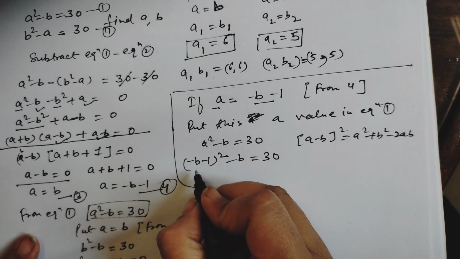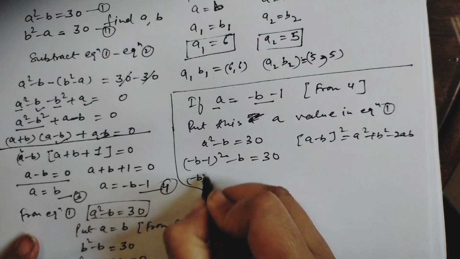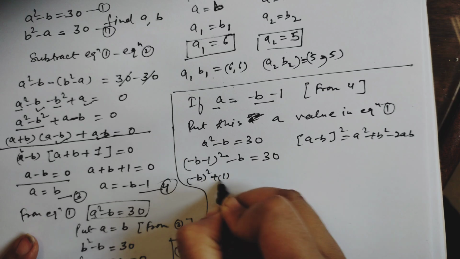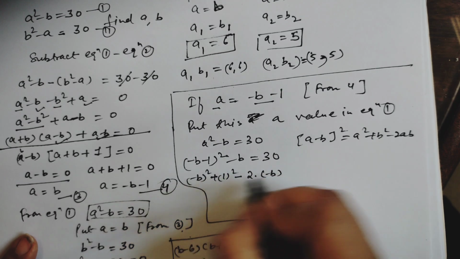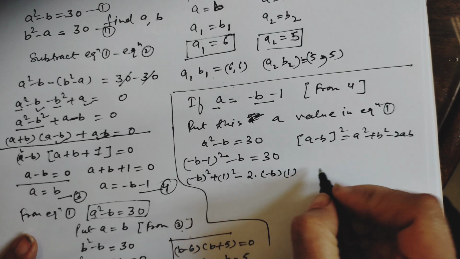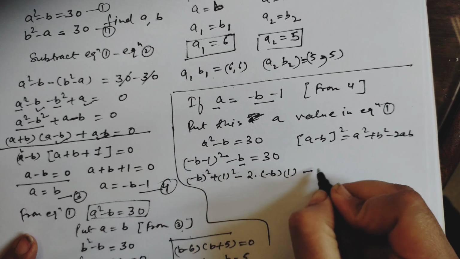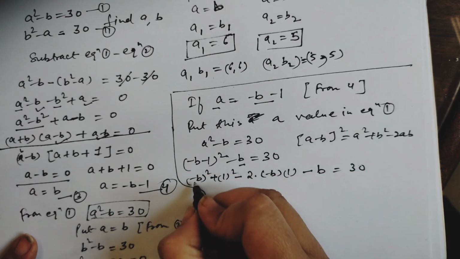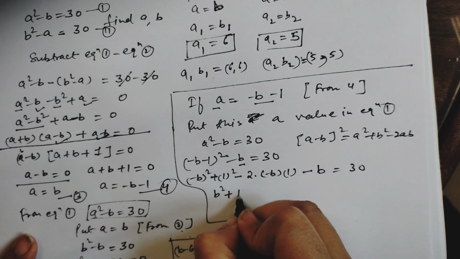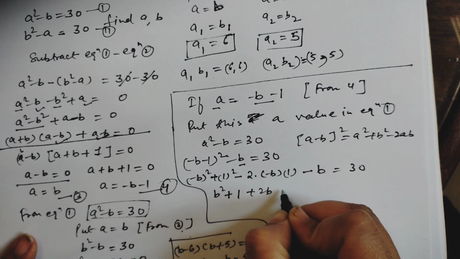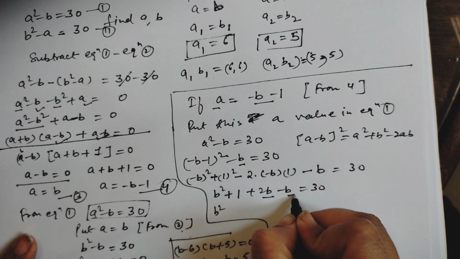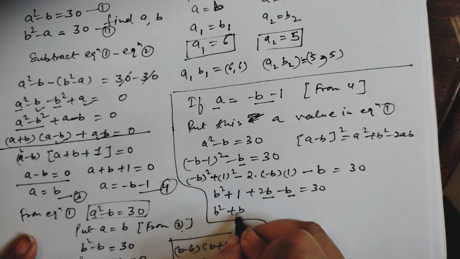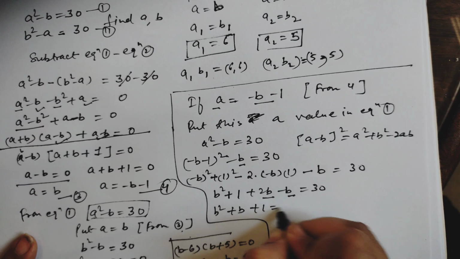Now we are using a is the minus b square plus 1 square minus 2 into a means minus b into 1 to ab minus b, this b is already here 30, minus b square is the b square, 1 square is the 1, minus minus plus it is 2b and minus b equals to 30, and b square, this 2b and minus b which is equals to plus b, and plus 1 equals to 30.